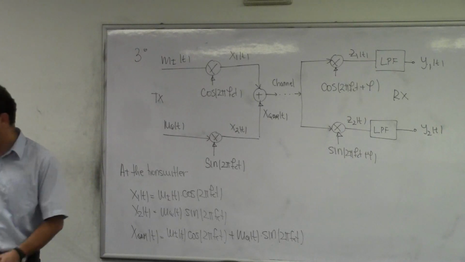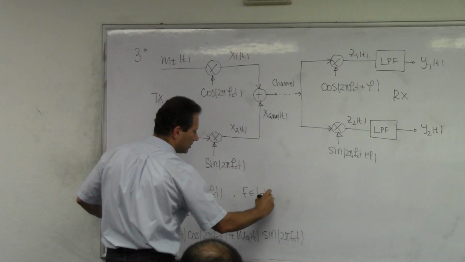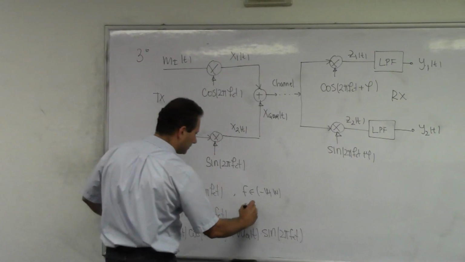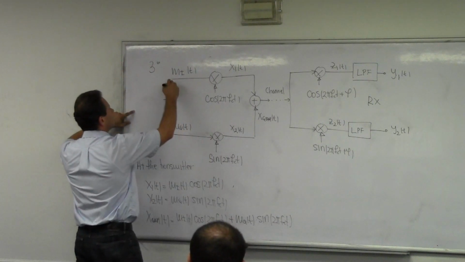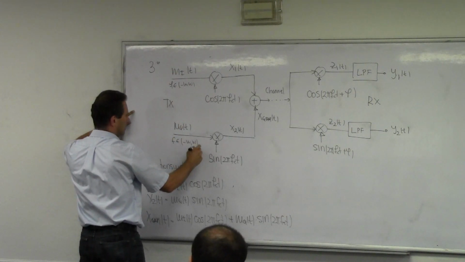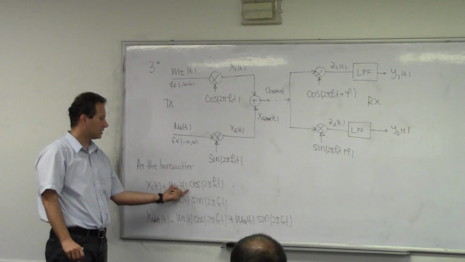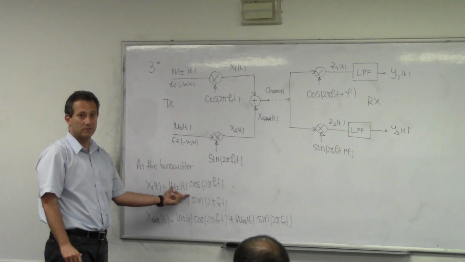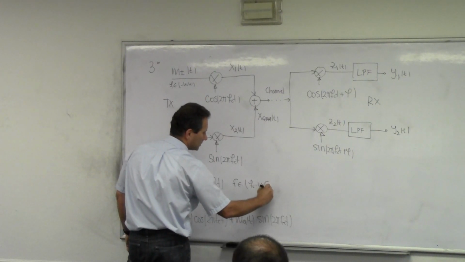Now let me ask you this question. If the spectrum of mi of t is between minus w and w, because it's a baseband limited signal, and the spectrum of mq of t is also between minus w and w, where does the spectrum of this one reside? From Fc minus w to Fc plus w.